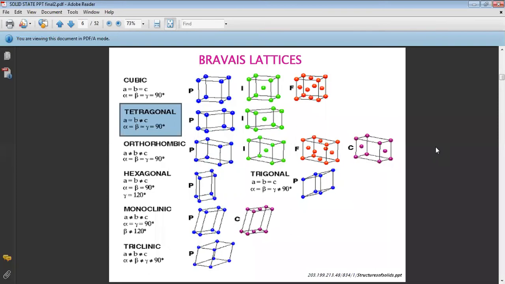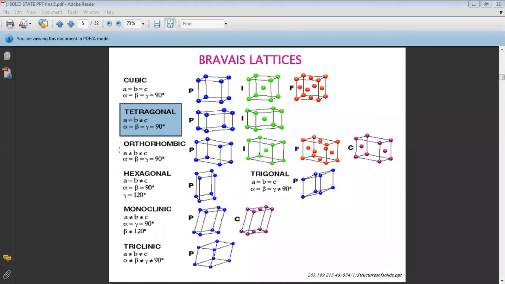As I mentioned earlier, there are 2 types of lattices for tetragonal. One is simple cubic or primitive. Second one is body centered. See, opposite to tetragonal, 2 diagrams are given there with the blue color and green color. Those are nothing but first one is a primitive unit cell. Second one is body centered unit cell. So 2 types of lattices.